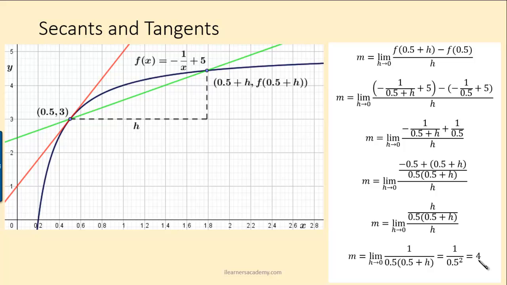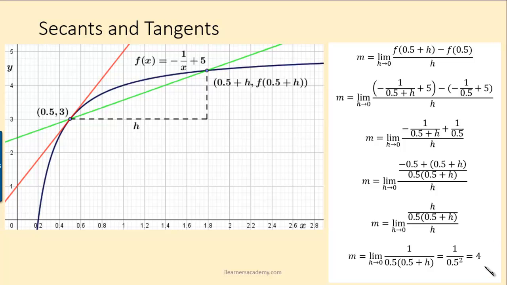This is the first derivative, or simply the derivative of this function at x equals 0.5. So let's say that again. The derivative of this function when x is equal to 0.5 is 4. In other words, the derivative at a point is simply the gradient.